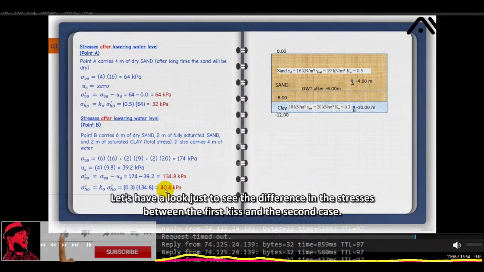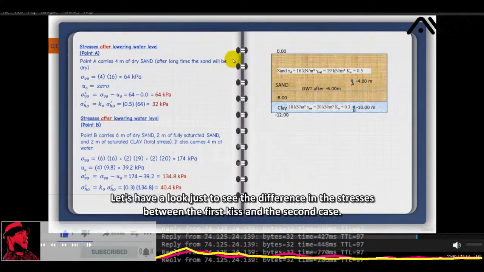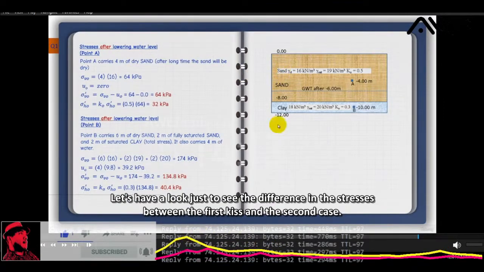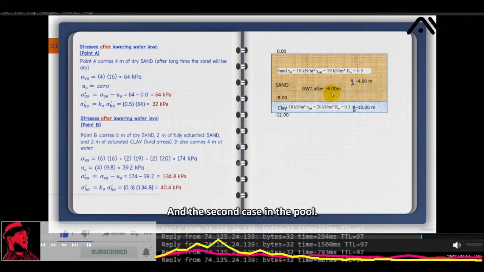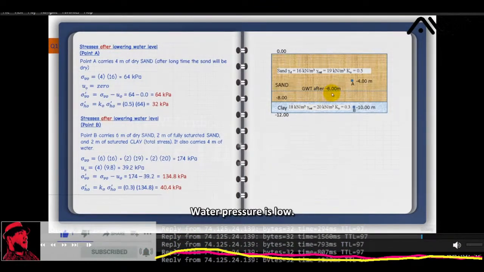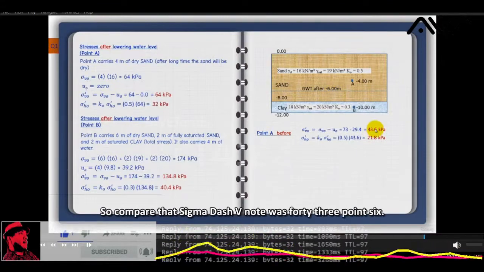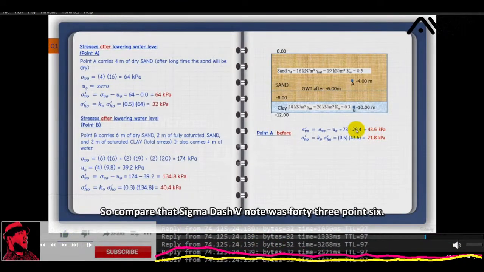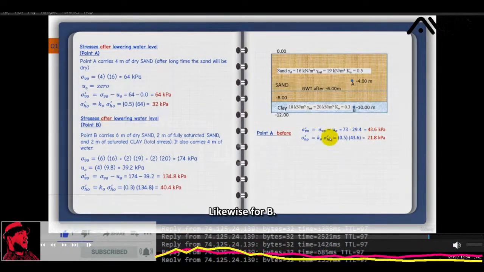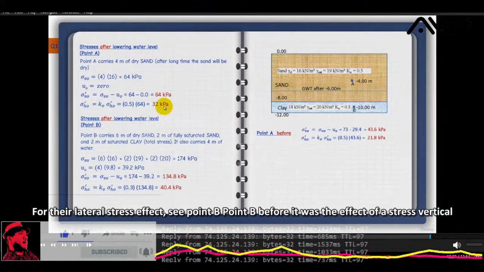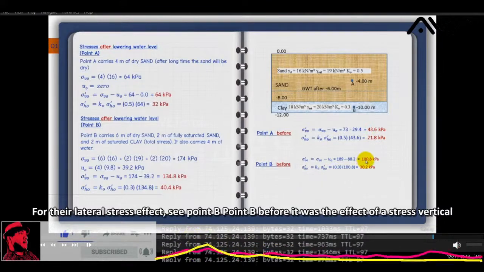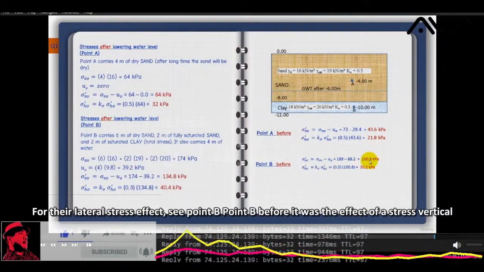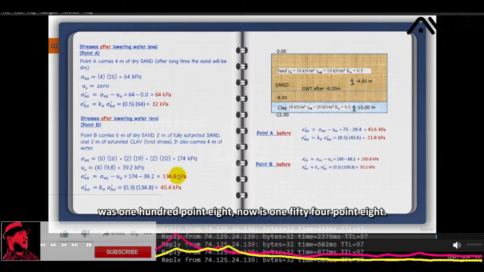Let us have a look just to see the difference in the stresses between the first case and the second case. The first case when the pore water pressure was high, and the second case when the pore water pressure is low. So let us see. Point A before gave me this value. So compare that, sigma dash V naught was 43.6, now it became 64. Likewise for the lateral effective stress. See point B. Point B, before it was the vertical effective stress of 100.8, now it is 154.8.